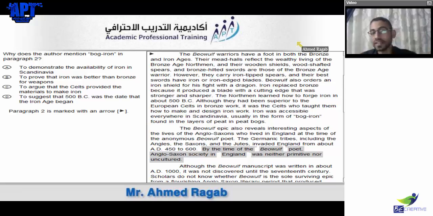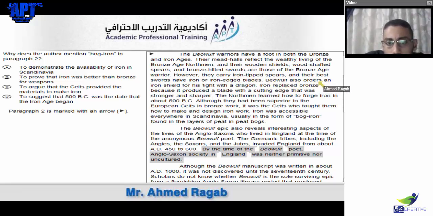So, as we're saying, after reading them and knowing what those things are talking about, yes, listen. When we go to the arrow here, we go to paragraph 2. So, to demonstrate the availability of iron in Scandinavia. So here, the wooden shields, the wooden shafted spears, and bronze pommel swords are those Bronze Age warriors'. So Bronze Age warriors had wooden shields, very nice, wooden shafted spears. So the weapons of war were made of wood. Now, the Iron Age reflected that when they had lots of iron, lots of swords and other things. However, they carry iron-tipped spears, you know, the spear that has an iron top, and their best swords have iron-edged blades. So their best swords have iron, okay.